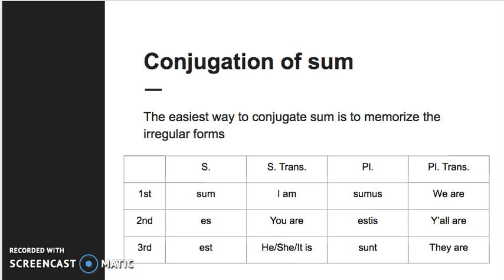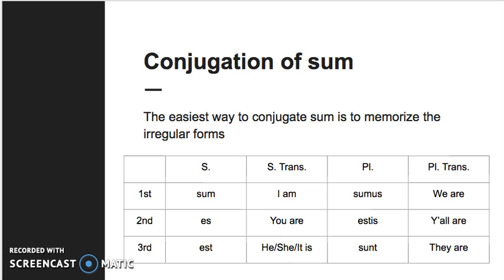Just like est can be translated as there is, sunt may also be translated as there are. It's the same exact situation. It can be translated as there are in sentences where a prepositional phrase takes the place of the subject or when sunt begins the sentence.